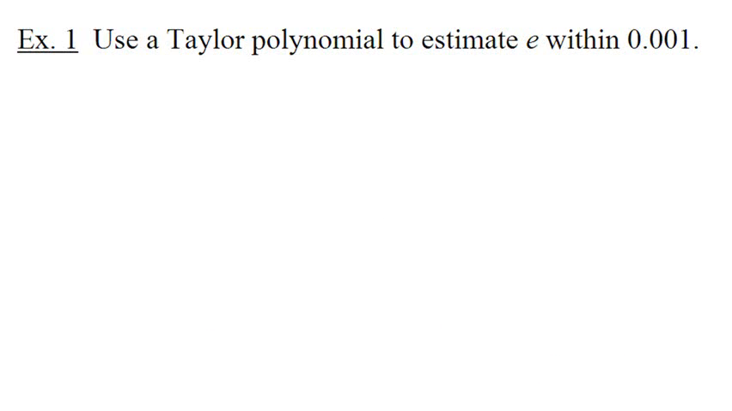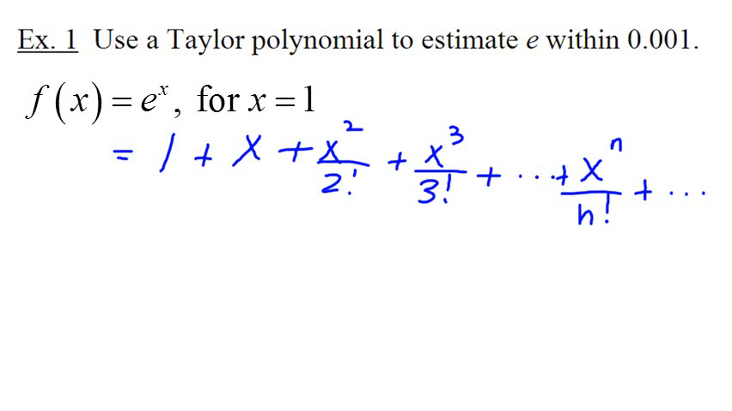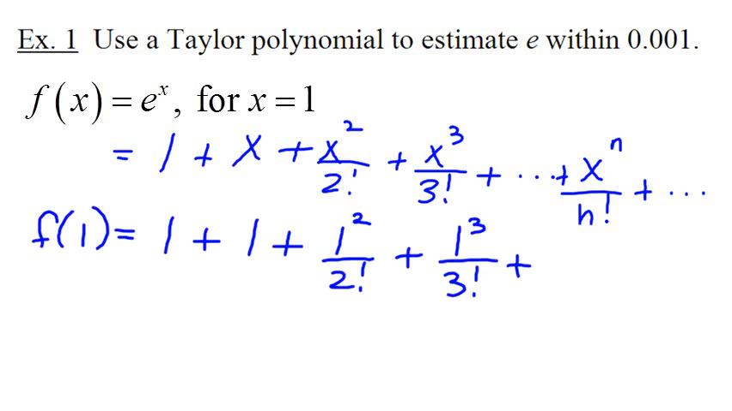In this example, I'll use a Taylor polynomial to estimate the value of e within 1/1000th of a unit. To estimate the value of e, I'll use the power series for the function e to the x, with x equal to 1. Here's the Maclaurin series for e to the x, and here's what it looks like when x is 1.